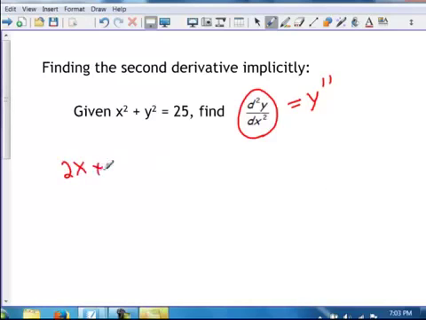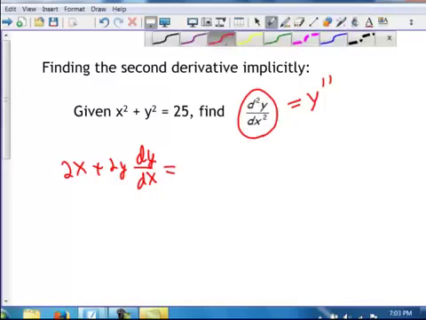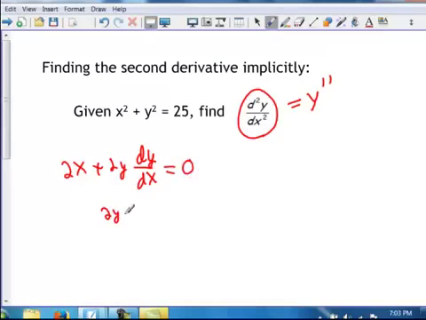So I got 2x plus 2y dy/dx equals 25. Oh, sorry, equals 0 before I do something silly. So 2y dy/dx equals negative 2x. So dy/dx is equal to negative x over y. So far, so good.